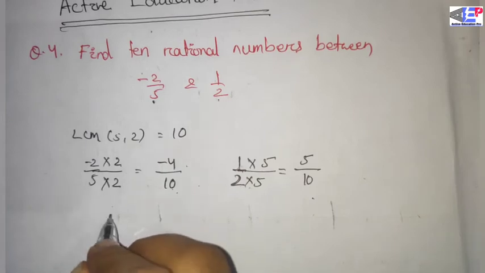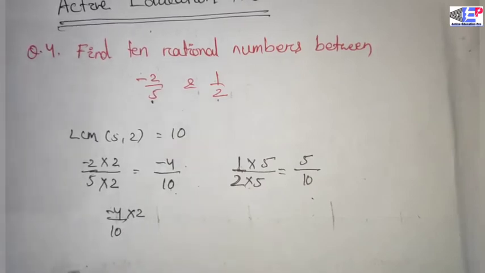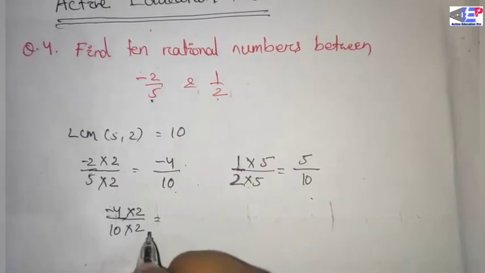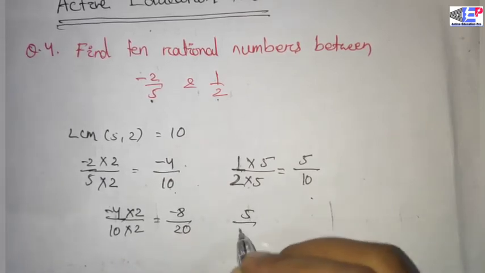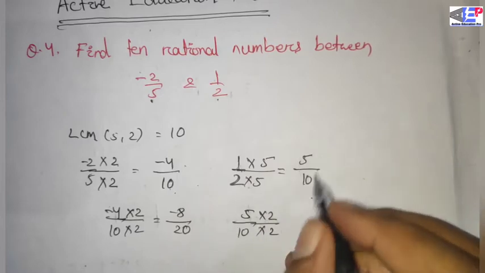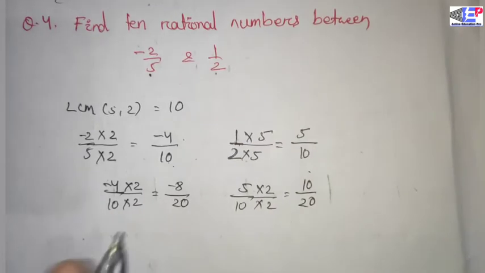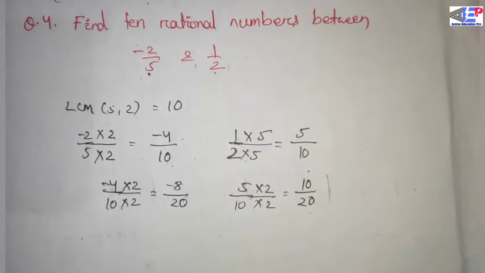So again multiply 2 with both the numerator and denominator of both rational numbers, to find more rational numbers between these two numbers. It will become minus 8 by 20, and multiplying again 2 with the numerator and denominator of the second rational number 5 by 10, it will become 10 by 20. Now the new numbers are minus 8 by 20 and 10 by 20. Minus 8 by 20 is equal to minus 2 by 5, and 10 by 20 is equal to 1 by 2.